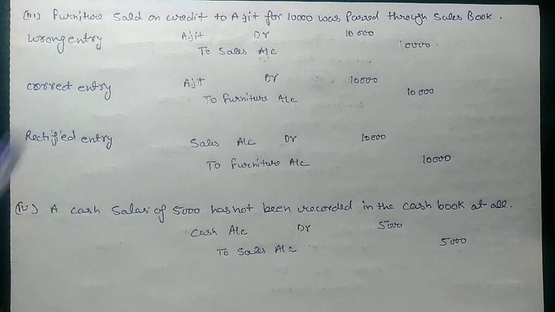Do not try to fix yourself in this format, because you do not have to post in this format in journal entries. You need to post directly a single rectified entry. This is only for letting you know how to correct or how to find the mistake.